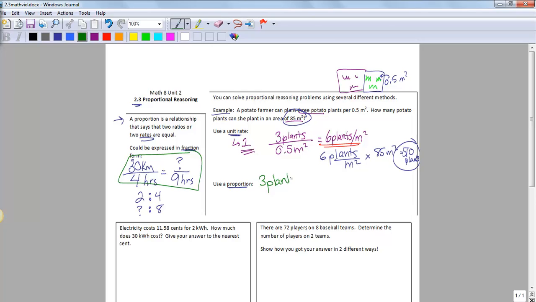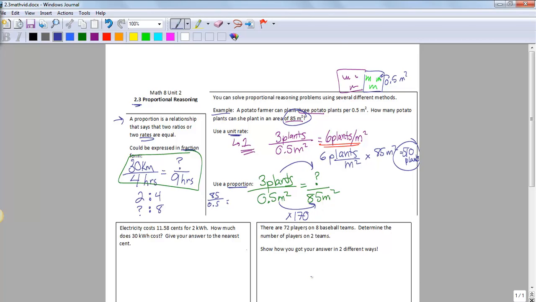So 3 plants over 0.5 meters squared is going to be X number of plants over 85 meters squared. They're the same proportion. You can do it cross multiplication style, or often people like to look for a multiplier. So what do I have to multiply 0.5 by to get 85? Now, it's kind of hard to figure out, so sometimes you go 85 divided by the number, and you'll get your multiplier. In this case, times 170. So if I take 0.5 and multiply it by 170, I get 85.